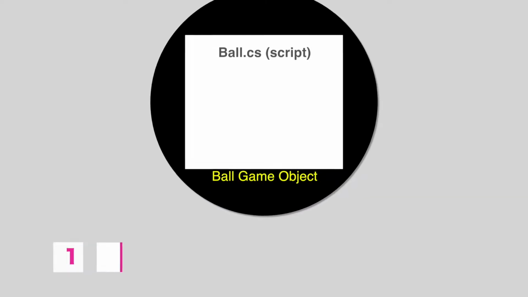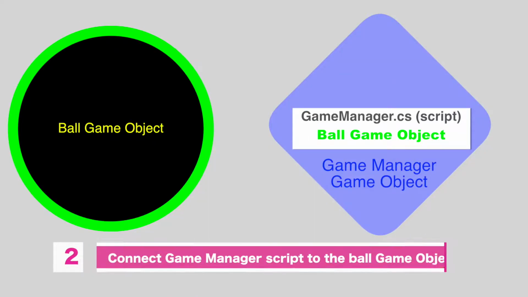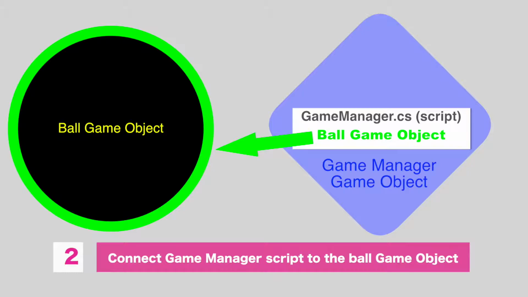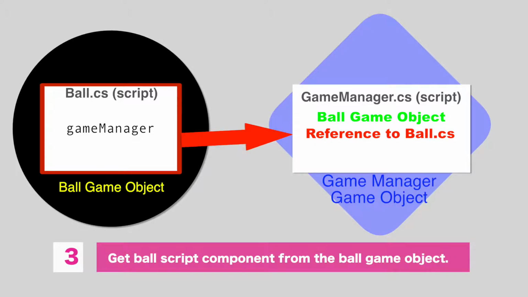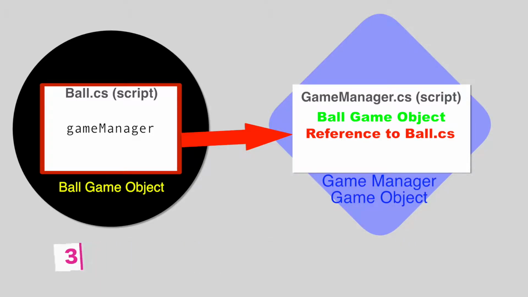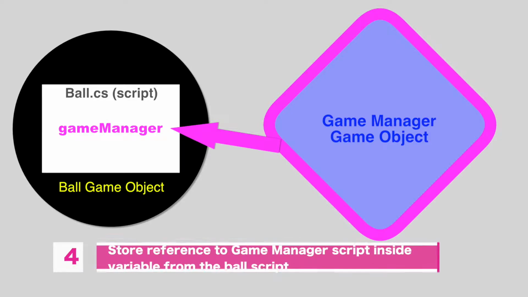This task will be solved in several steps. First, in the ball script we are going to create a new variable of type game manager. That's where we will store the reference to the game manager script. Second, we will establish a connection from the game manager script to the ball game object. Third, later we will get the ball script component from the ball game object, so that we can talk to it directly. And at last, we will store the reference to the game manager script inside the variable from the ball script. Let's start with step 1.